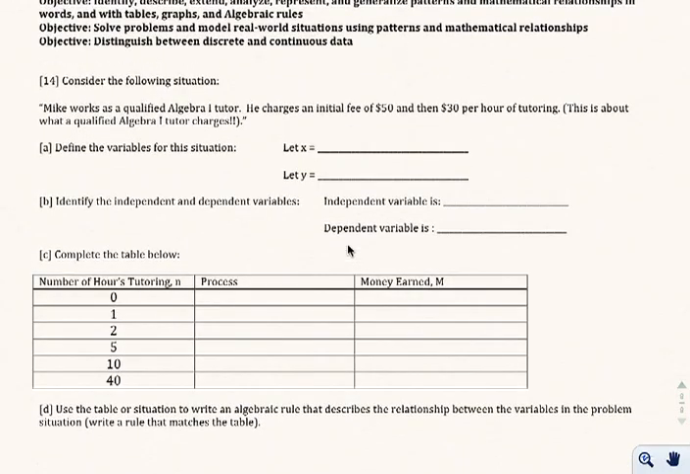So Mike works as a qualified Algebra 1 tutor, which is ironic because both Mr. Bostic and I know have both tutored Algebra 1. And he charges an initial fee of 50 bucks and then $30 per hour of tutoring. And I'll be honest, guys, this is what an Algebra 1 tutor costs.